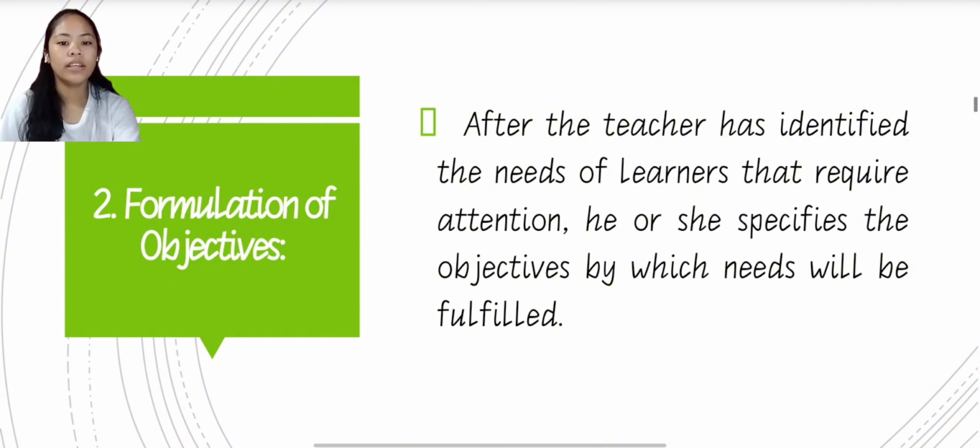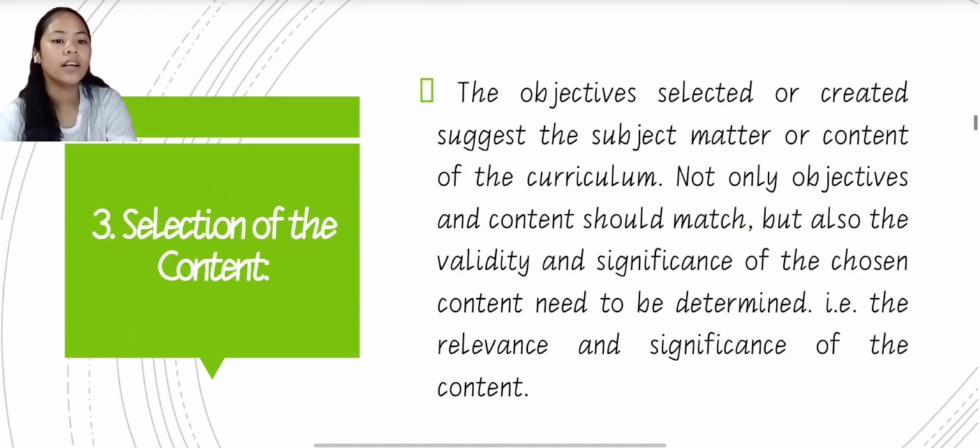The third one is the selection of the content. The objectives selected or created suggest the subject matter or content of the curriculum. Not only should objectives and the content be matched, but also the validity and significance of the chosen content need to be determined. The relevance and significance of the content.